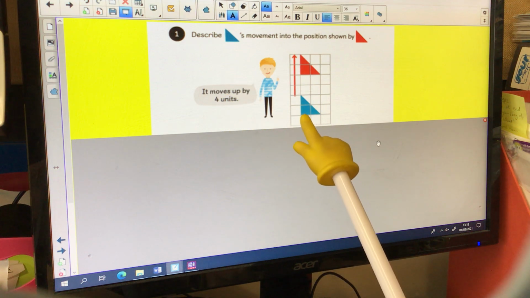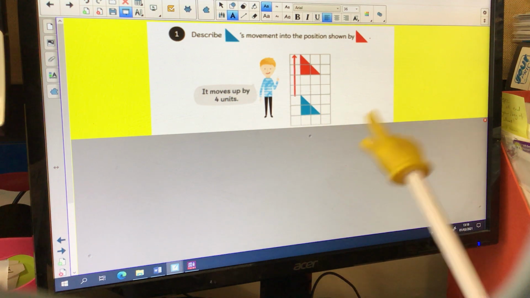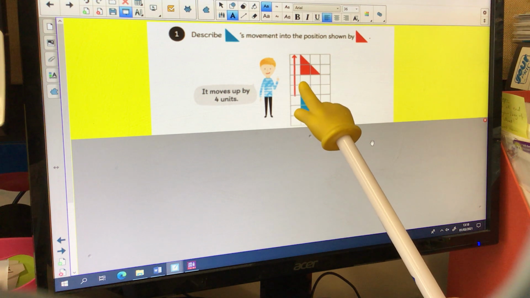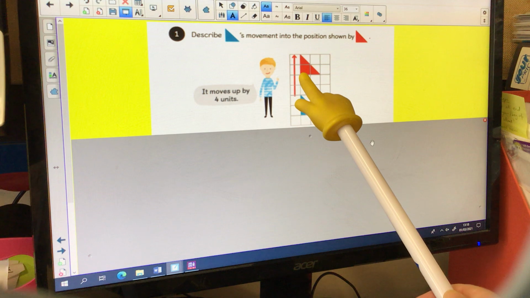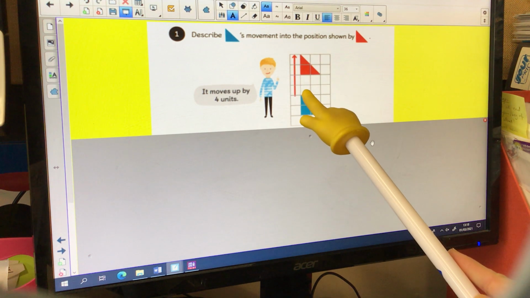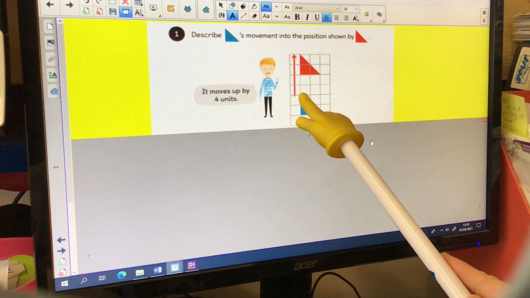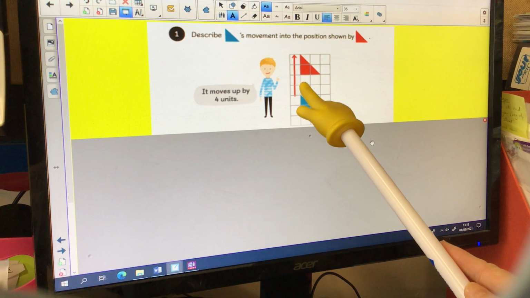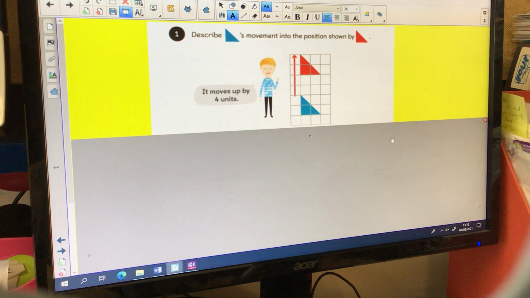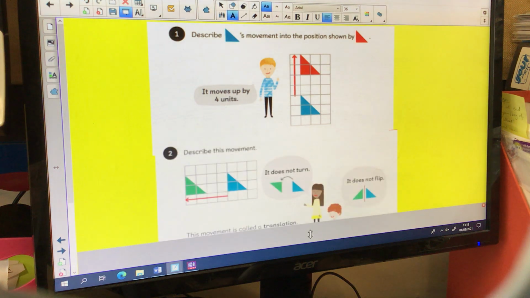Watch carefully. This is the bottom of the triangle here. Okay, let's count the units. It goes 1, 2, 3, 4, and the bottom of the triangle is there, so it's moved 4. If you look at the top of the triangle, put your finger on the top of the triangle, has it moved 4? 1, 2, 3, 4. Yes, it has. Okay, so we say it's moved up by 4 units.